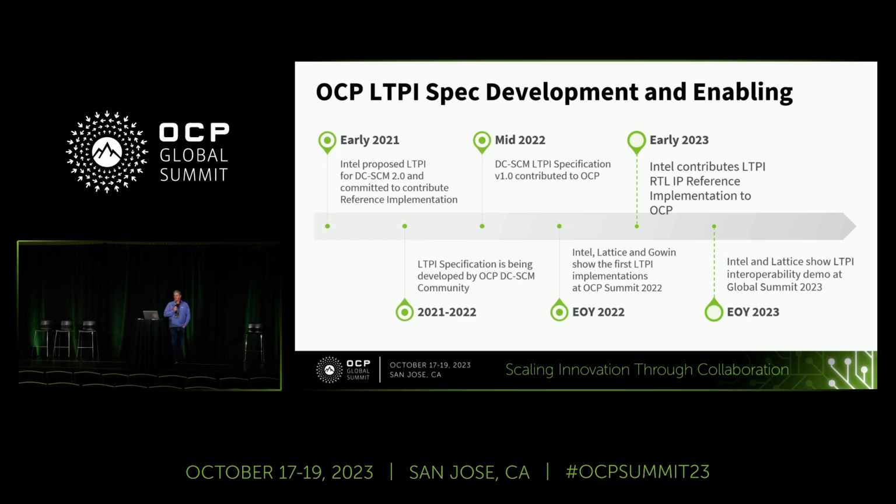Okay, so this is just a slide on the history of the LTPI spec development. In early 2021, Intel came to OCP with this proposal for an LVDS interface. And then the OCP community over the next year plus had input into the spec and made good improvements, and came to an agreement. And in mid-2021, DC-SCM 1.0 had the initial LTPI specification. Last year at OCP, Intel, Lattice, and GoWin all had LTPI demonstrations. And then earlier this year, Intel made the contribution for the LTPI RTL reference code.